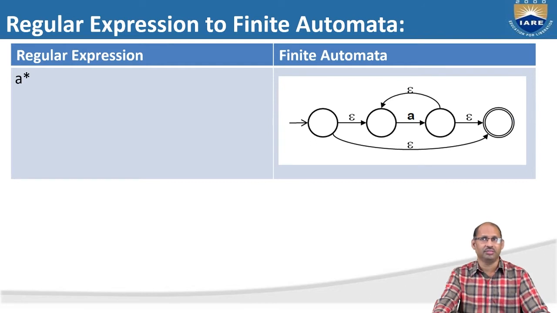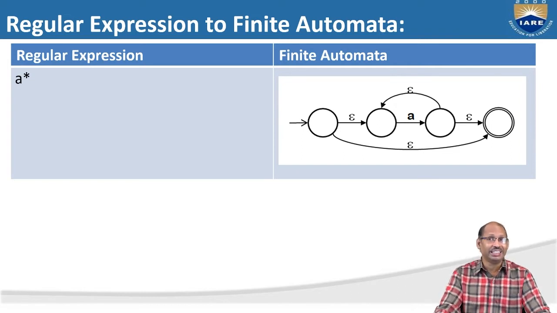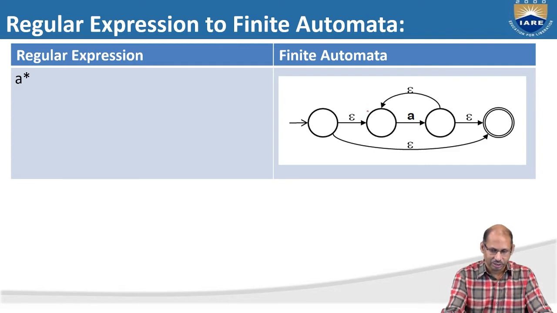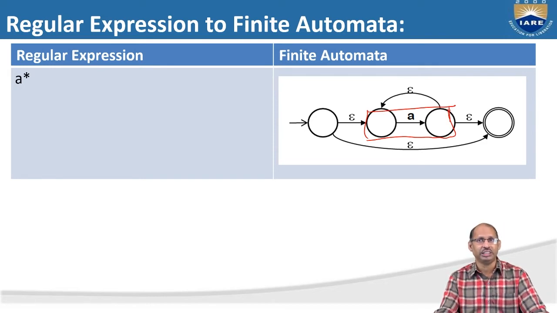So A star, that is the third one, closure property, right? So here A is a symbol which represent a finite automata for regular expression A. So this is a finite automata for the regular expression A. For the regular expression A, this is the finite automata. Now what we want to represent? We want to represent closure of A.